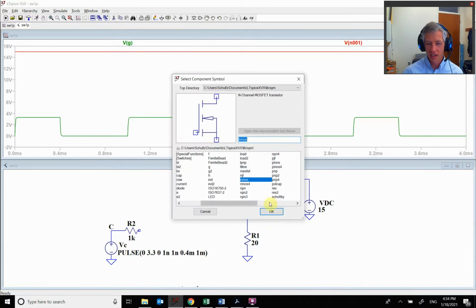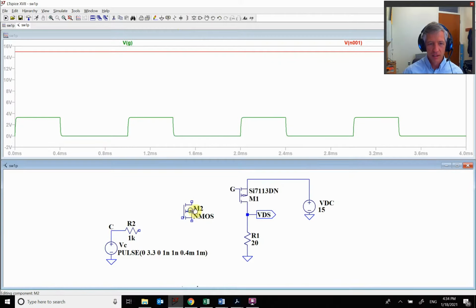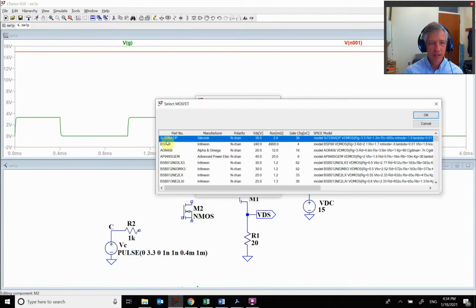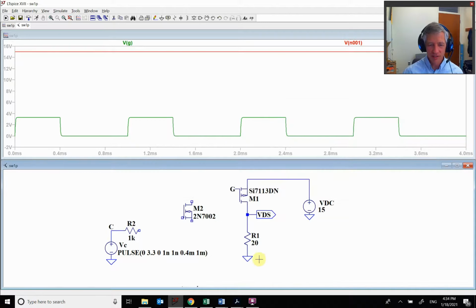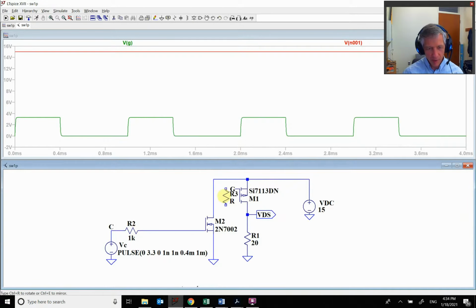So I'm going to come in here and grab an NMOS, and we're going to grab that same small NMOS, the 2N7002. Okay, so now we're going to do just like we did before. We're going to connect this one up to our power supply. We need to put in a resistor so the voltage has something to drop across. And then we take our drain and tie that up to our source. And then we have a 1 kilo ohm resistor.